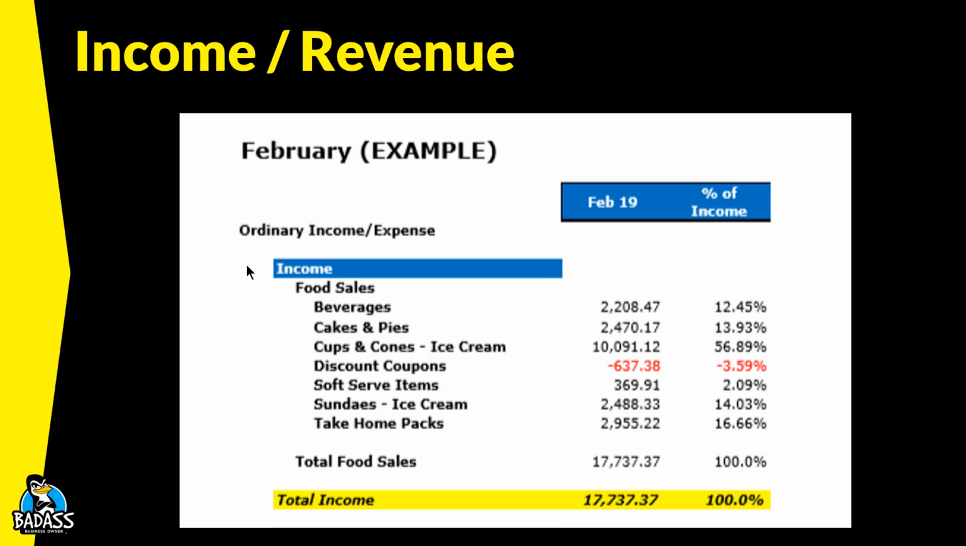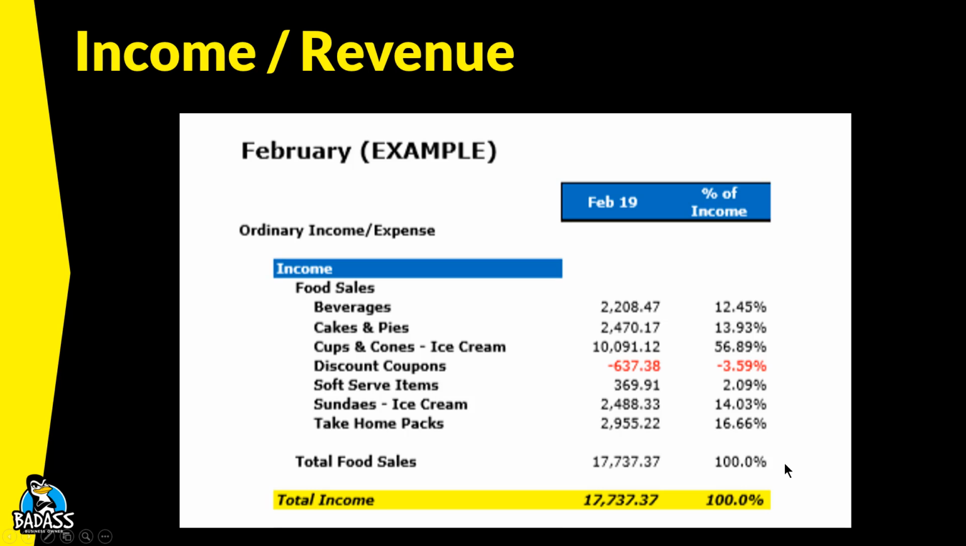So you'll see here in this particular one, it's got the food sales broken down into beverages, cakes, cups, cones, soft serve, and everything else. And you're able to see that out of all of that, what percentage of the business. So in this particular case, we can see that for every dollar of income that comes in, 56% of it goes towards cups and cones. The reason you like the breakdown is it really helps give you a better idea of where the majority of your income is coming from.